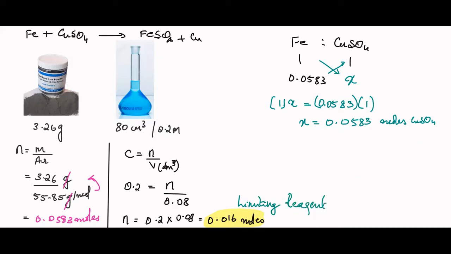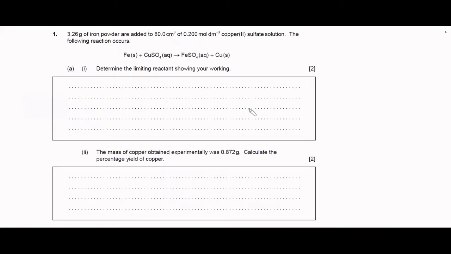So our first part of the question is solved. Determine the limiting reagent with working. So that part is solved. Now let's move on to the next part of the question. The mass of copper sulfate obtained experimentally was 0.872. Calculate the percentage yield. So now let's go for calculating that.